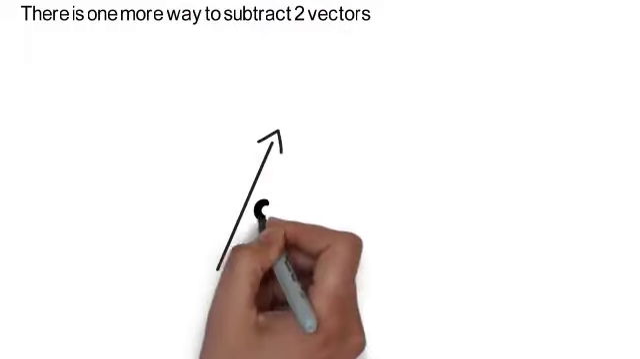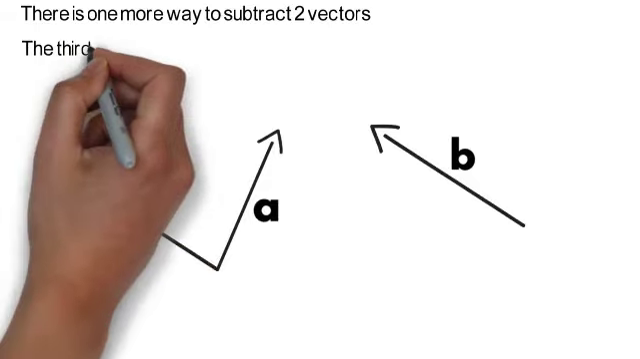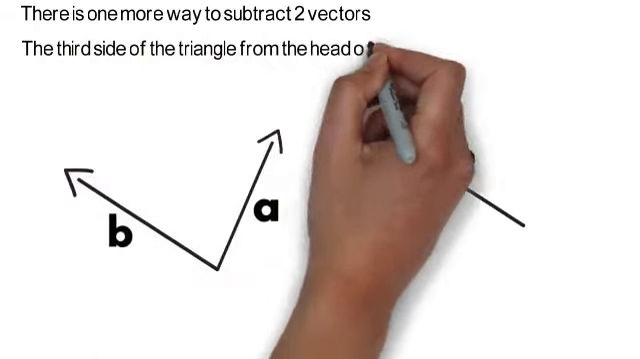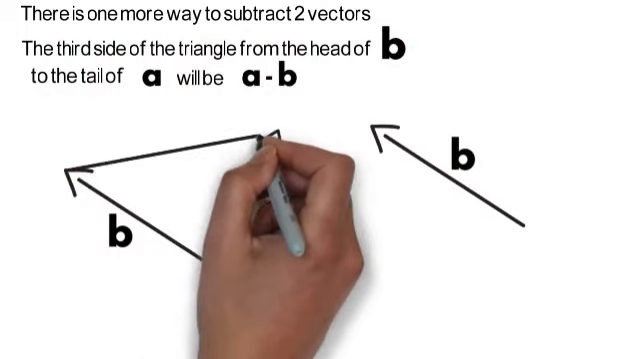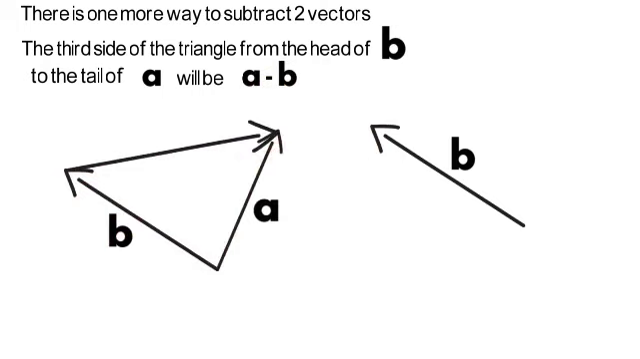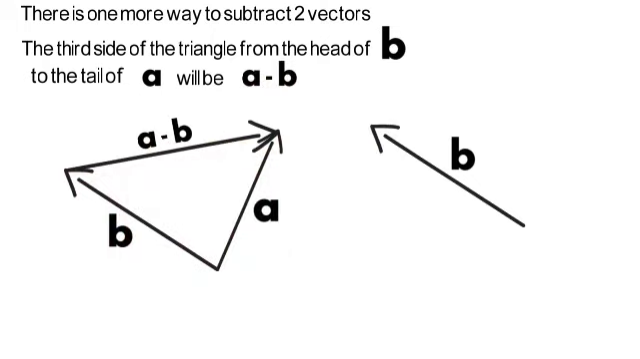Let us say these are the two vectors, A vector and B vector, we want to subtract. We place the tail of B over the tail of A. The third side of the triangle from the head of B to the tail of A will be A vector minus B vector. So whenever we want to subtract two vectors, we place the tail of one vector over the tail of another vector. The third side of the triangle from the head of one to the tail of another will be equal to the difference of the two vectors.